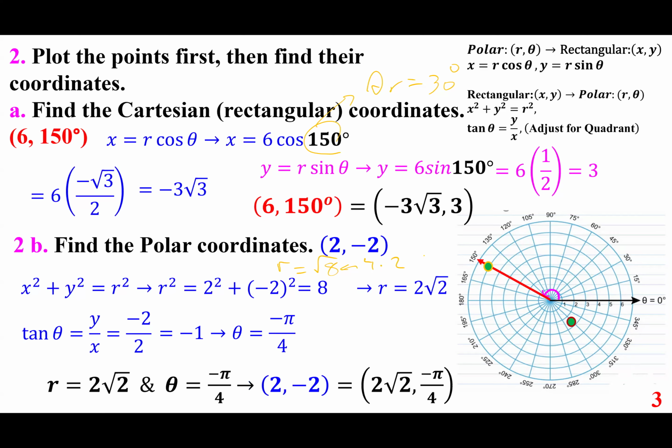Therefore, r is 2 square root of 2 and theta is minus pi over 4. So 2 comma negative 2 in rectangular format is the same as 2 square root of 2, minus pi over 4 in polar format. If they specifically ask for a positive angle, all you have to do is add 2 pi. Okay. If I add 2 pi, I get 7 pi over 4.